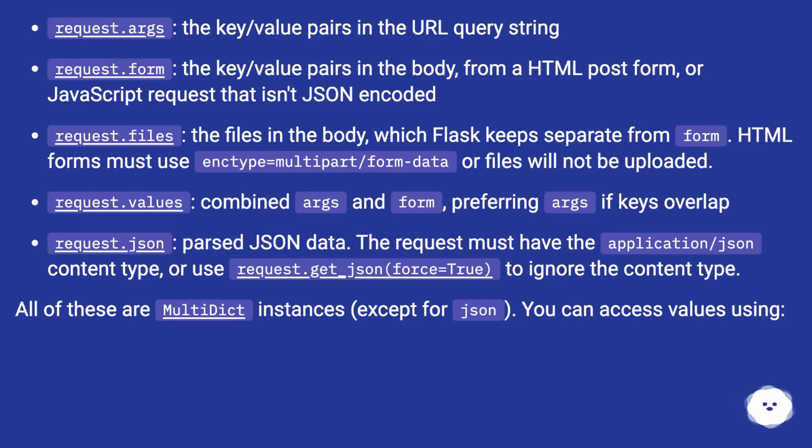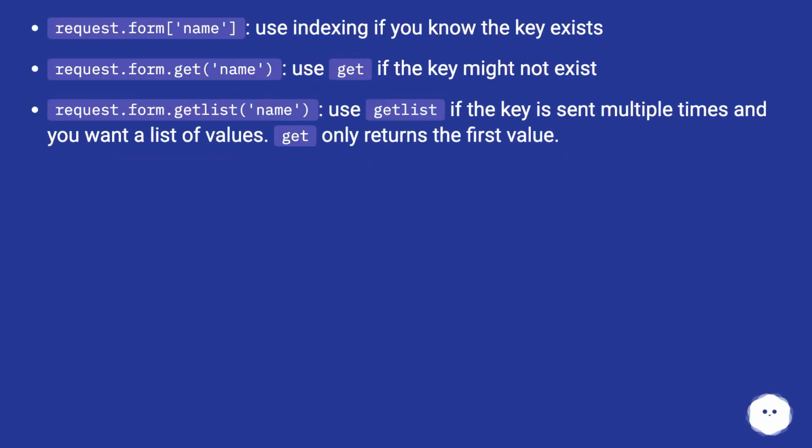You can access values using request.form['name']. Use indexing if you know the key exists. Request.form.get('name'): use get if the key might not exist. Request.form.getlist('name'): use getlist if the key is sent multiple times and you want a list of values. Get only returns the first value.